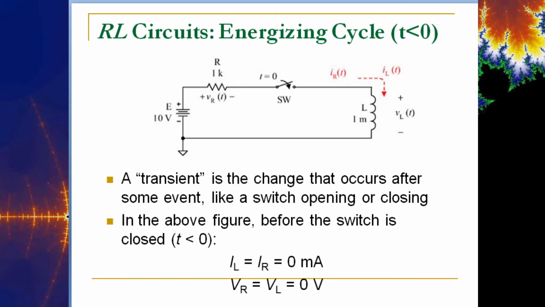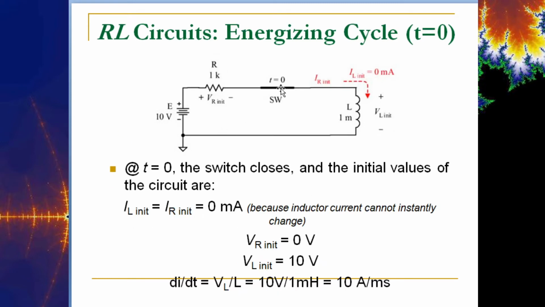Again, the transient period is the change that occurs after some event, like a switch opening or closing, or a voltage source increasing or decreasing, or something like that. So initially here, without the switch thrown, we have no voltage on the inductor, we have no voltage on the resistor, and since we have no voltage on the resistor, we have no current.